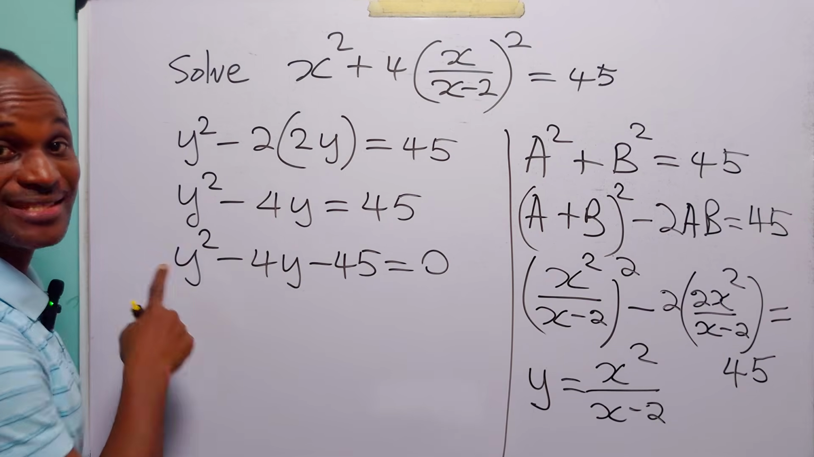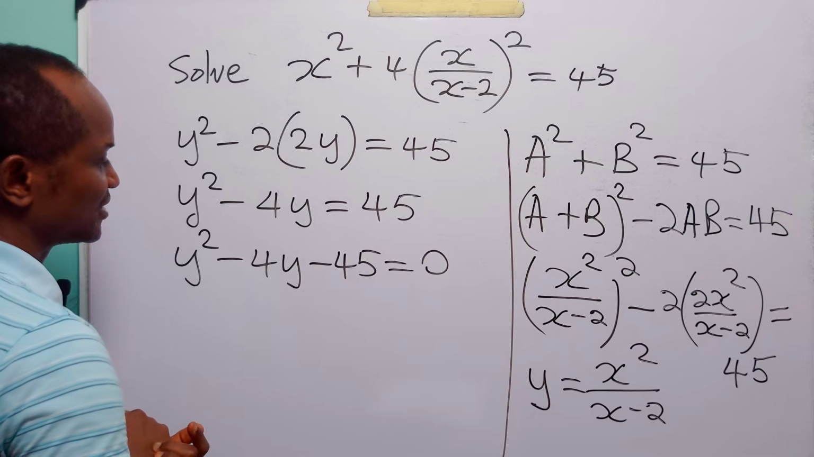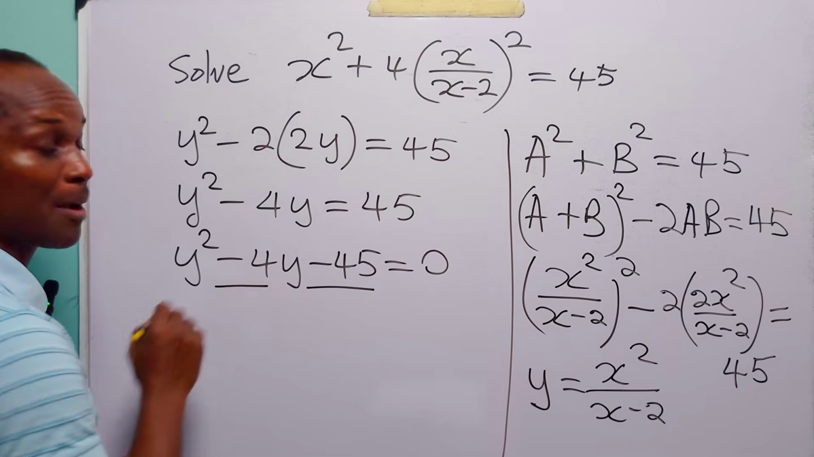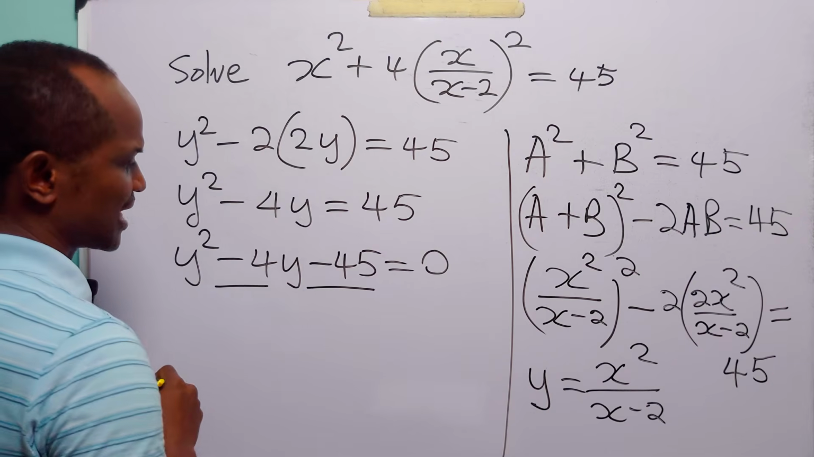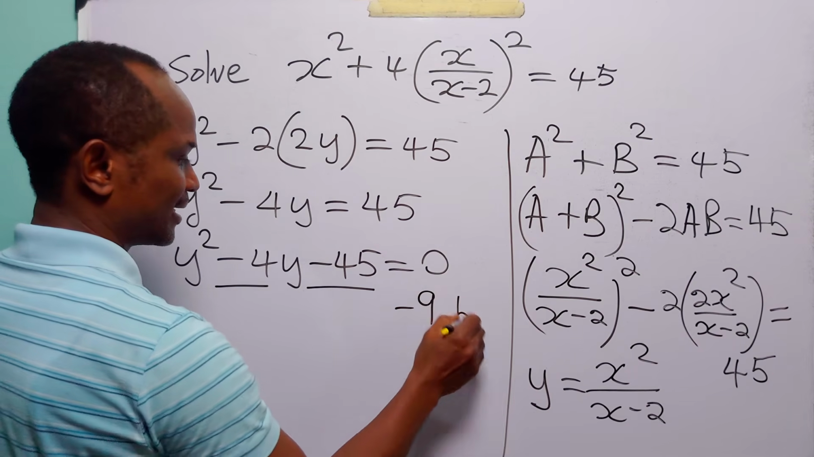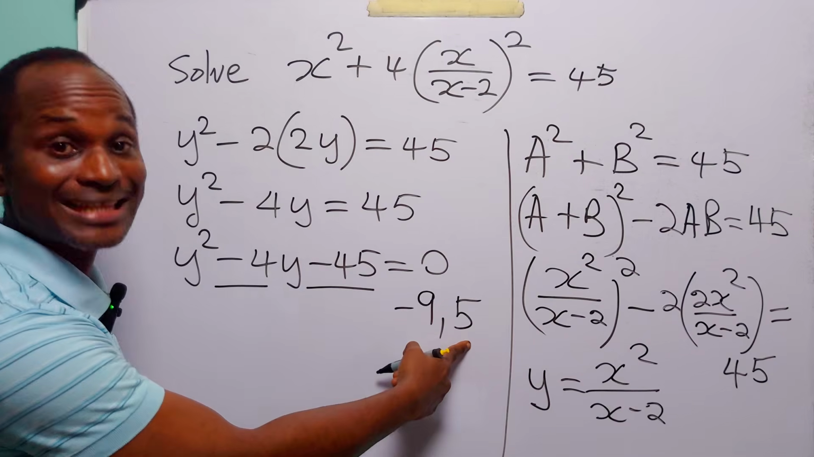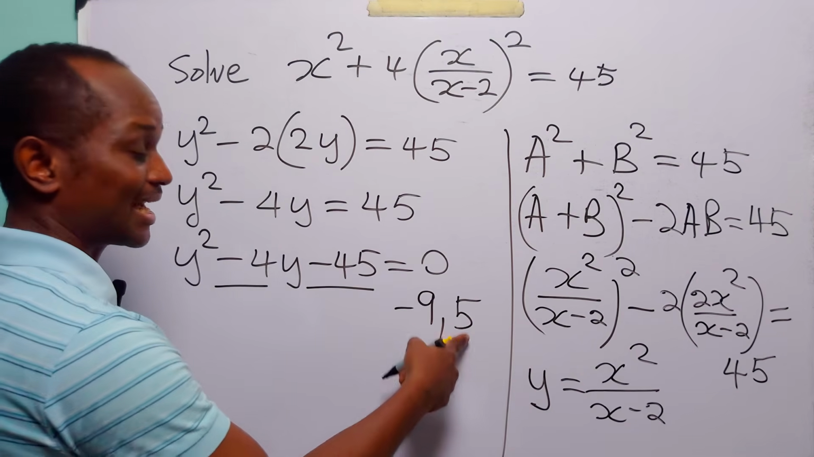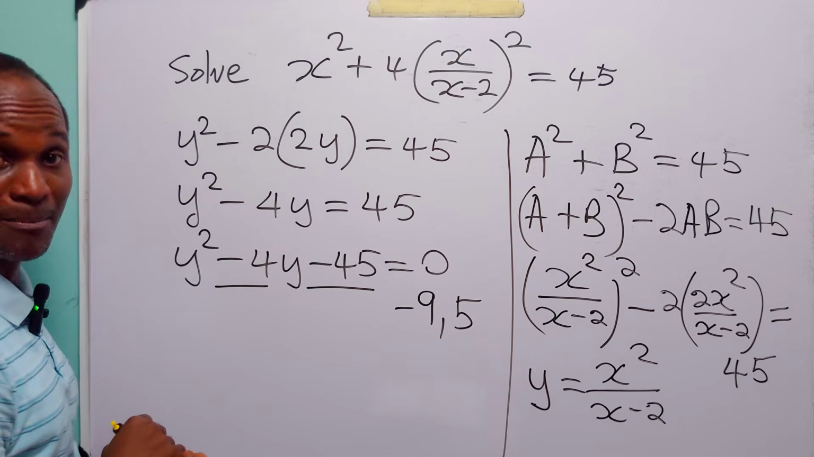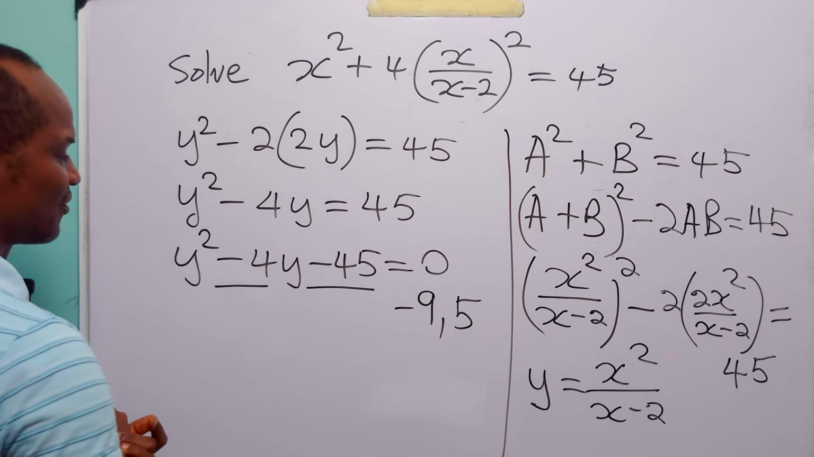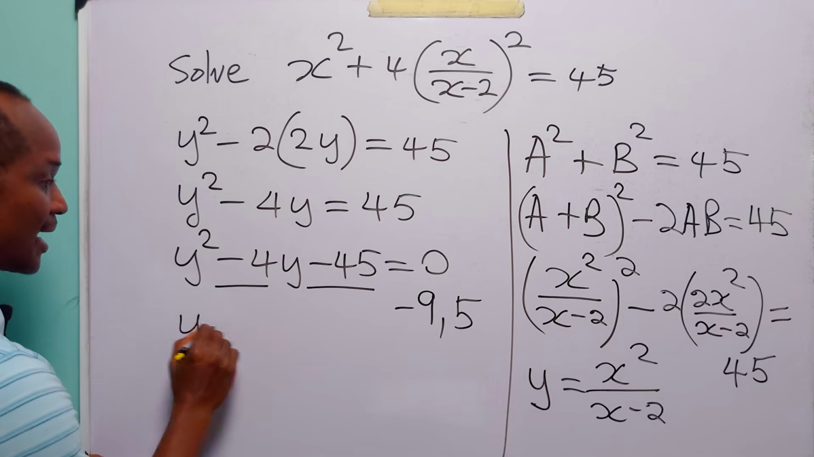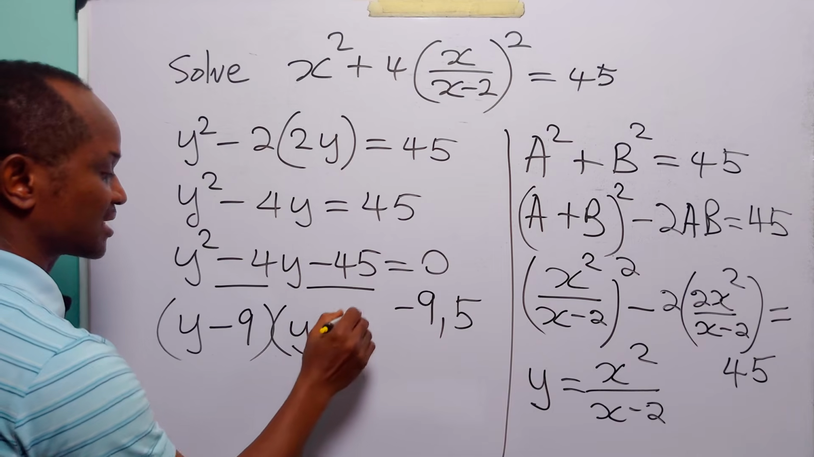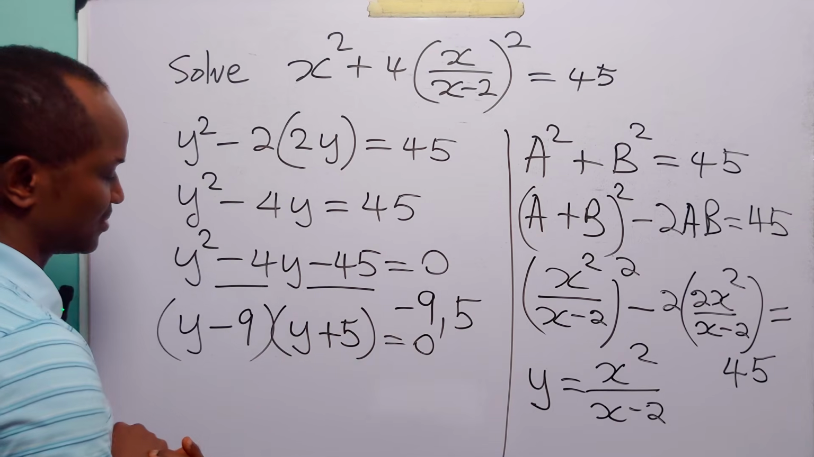Since the coefficient of y squared is 1, all we have to do is to find the factors of minus 45 that add up to minus 4. And of course, those are going to be minus 9 and 5. Because minus 9 times 5 is going to give us minus 45, while minus 9 plus 5 is going to give us minus 4. So on the left hand side of this equation, we have y minus 9 multiplied by y plus 5. And of course, this is equal to 0.